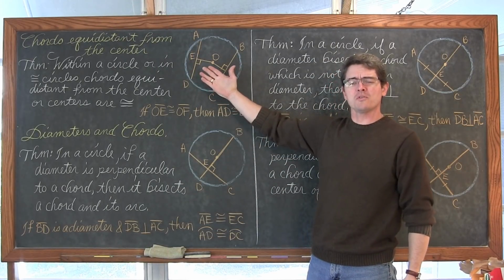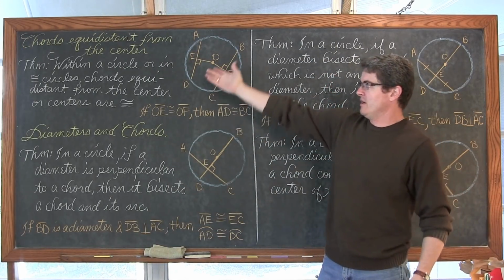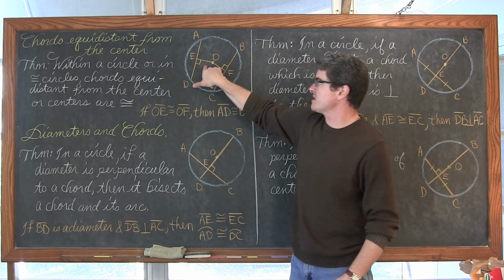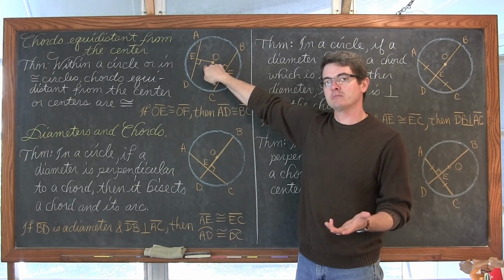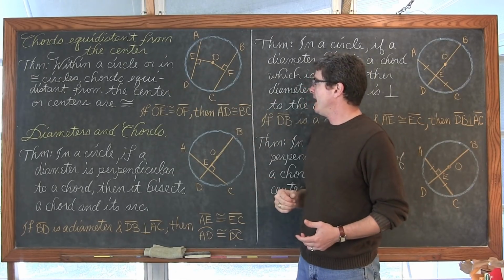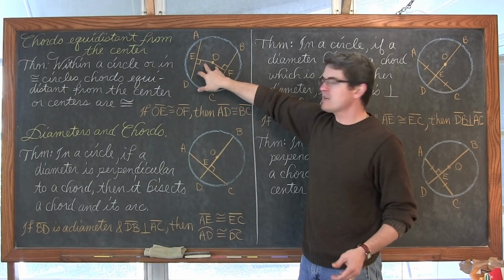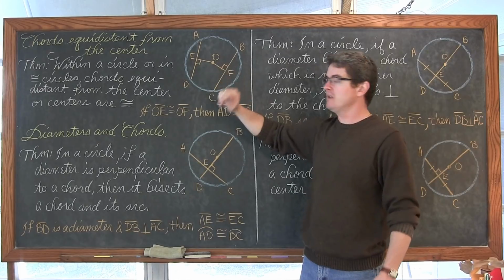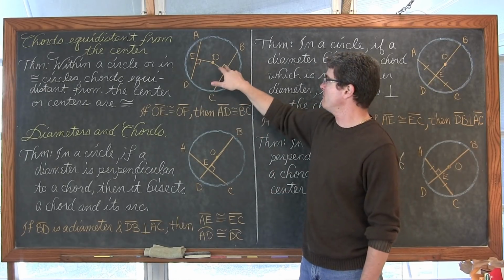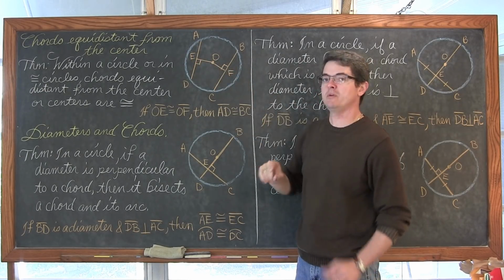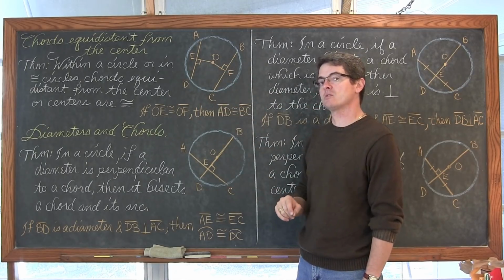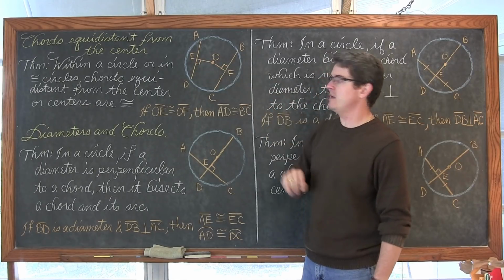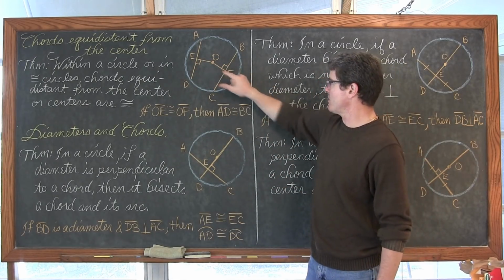Hey, what about chords equidistant from the center? Within a circle or congruent circles, chords equidistant from the center are congruent. Let's not forget that you measure the distance between a point and a line, or segment in this case, in a perpendicular fashion. So you must have perpendicular marks here to be guaranteed that OE is the measure of the distance between the center and this chord, and OF is the measure between the center and that chord.